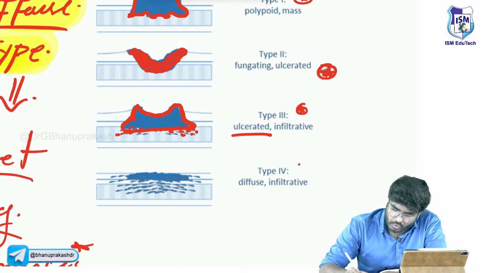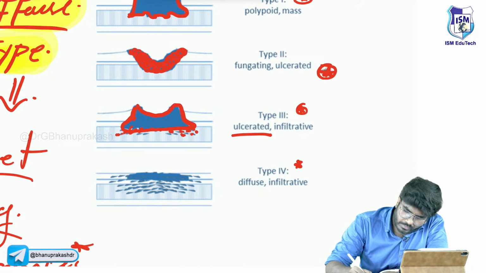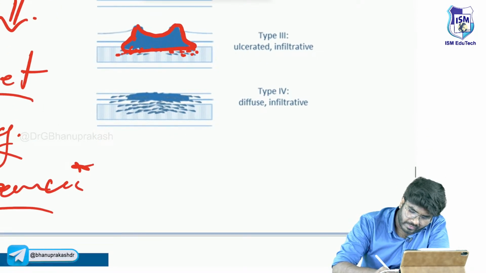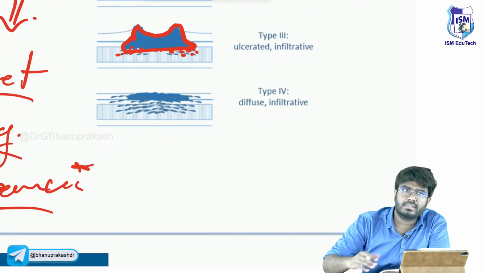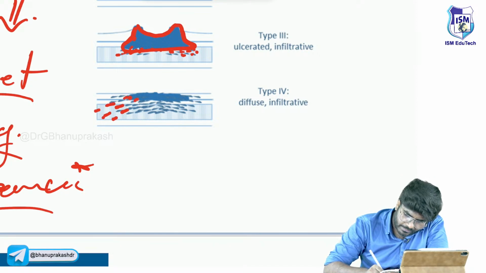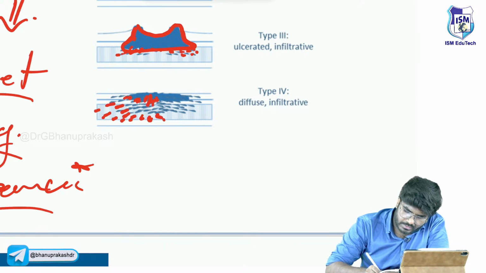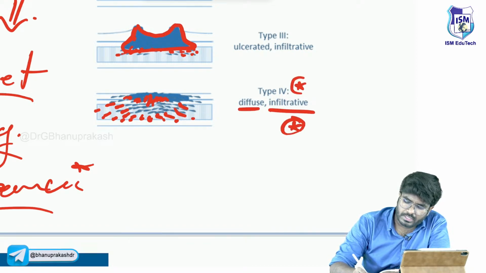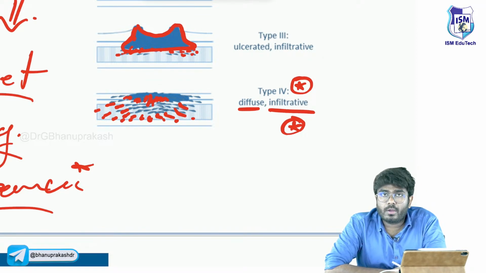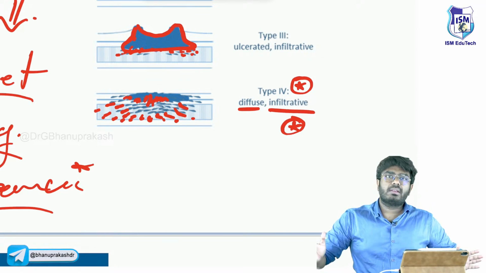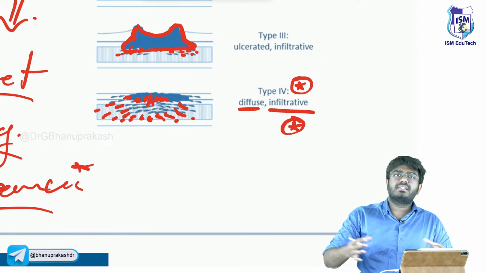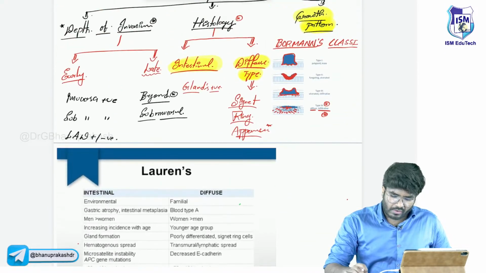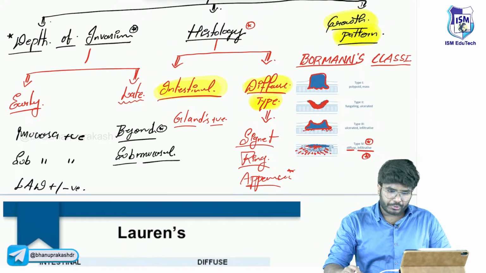But in type 4, according to the Borrmann's classification, there is a diffuse involvement. The cancerous cells are diffusely involving the entire stomach, all the layers of the stomach. So diffuse or infiltrative type. The last, type 4, this is an MCQ. Type 4 is infiltrative type. The entire wall is involved. It's an infiltrative type.